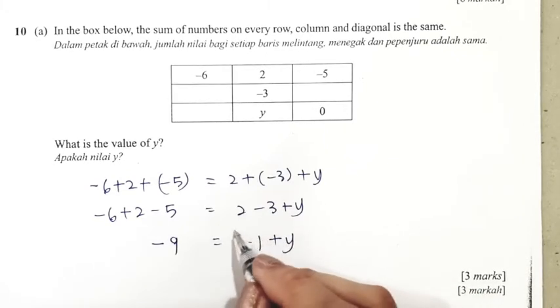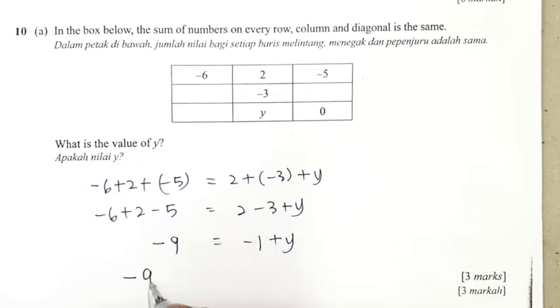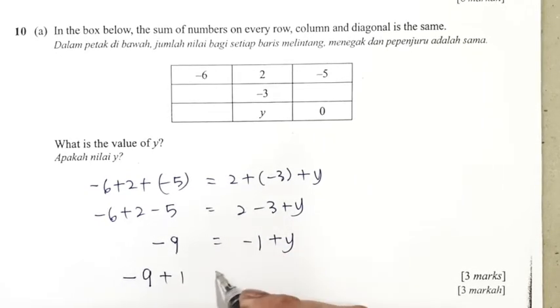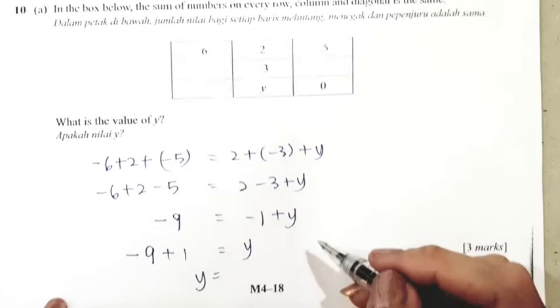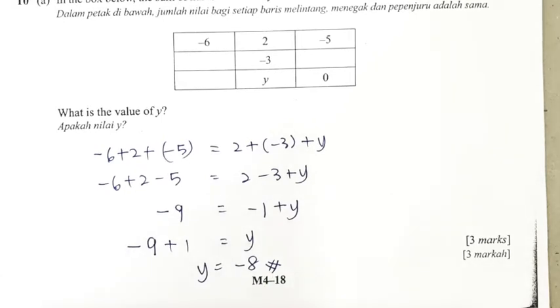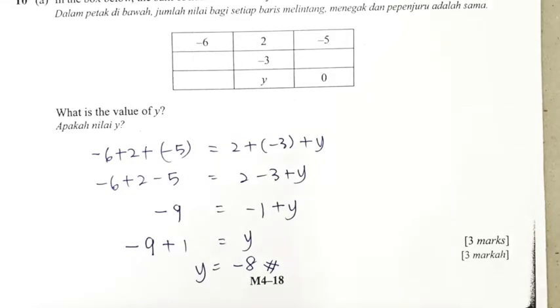So this one, bring across to the other side. This one not moving, so copy exactly the same. -1 go there, become +1 over here. So therefore, y will equal to -8. Always write the variable on the left-hand side. Okay? So that is our 10A.